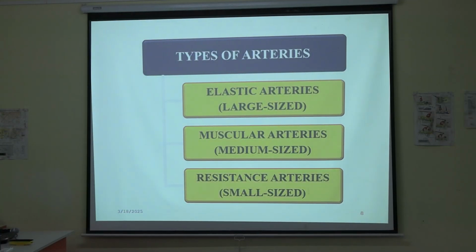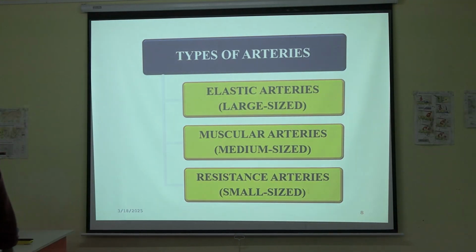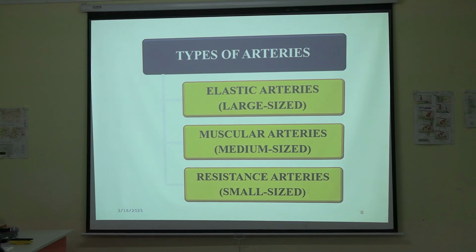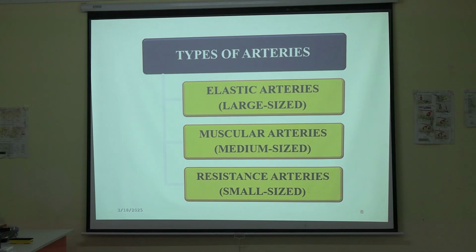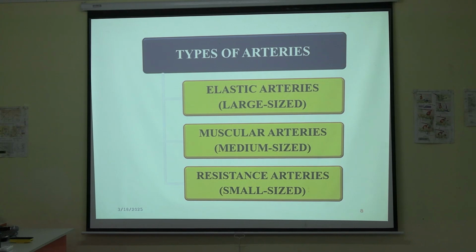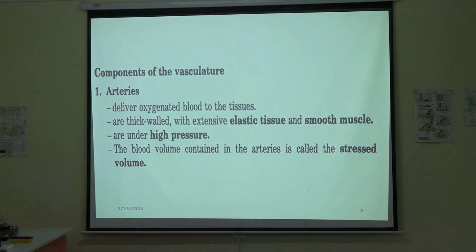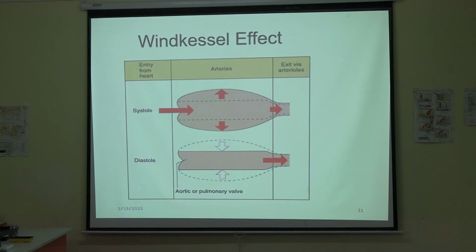The arteries are of three types. Elastic arteries, these are only large-sized arteries. Muscular arteries, their muscle coat is strong because they are the main part where vasoconstriction and vasodilatation will be made, and they are under the influence of the sympathetic nervous system. And another, resistance arteries. These are arterioles, small-sized arteries and arterioles. How they produce resistance? Coming. So these are the various components.